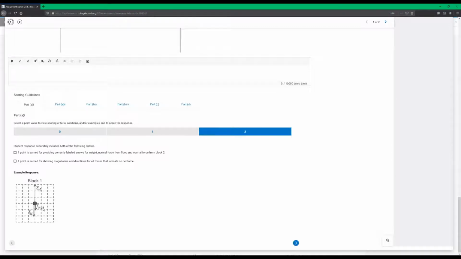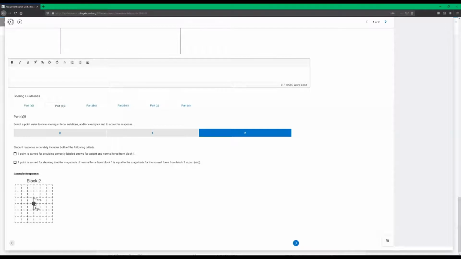We don't normally draw the whole 2 on 1 part to it. We just kind of said, okay, that's the normal force from 2. And then we have the normal force from the floor on 1. And that's what this guy here is saying. This is the normal force from the floor on block 1. And this force needs to be the same length as those 2 added up.